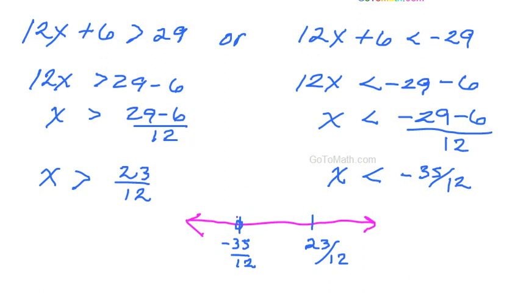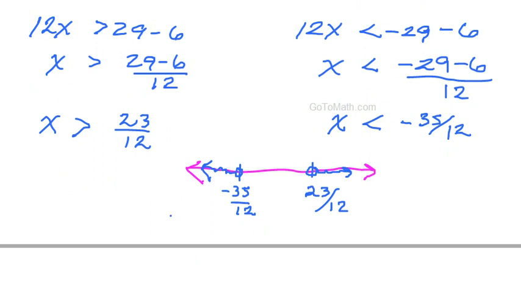Okay, so we don't include it, so it's everything to the left of negative 35 over 12, and everything to the right of 23 over 12. So we put parentheses here because we're not including the endpoints, union, and then 23 over 12 to infinity.